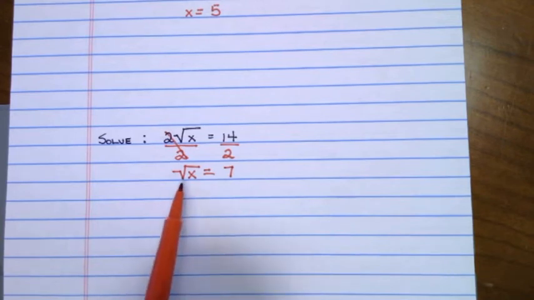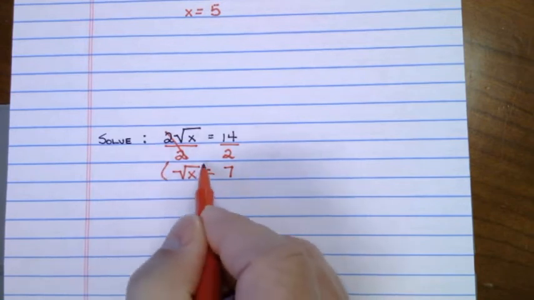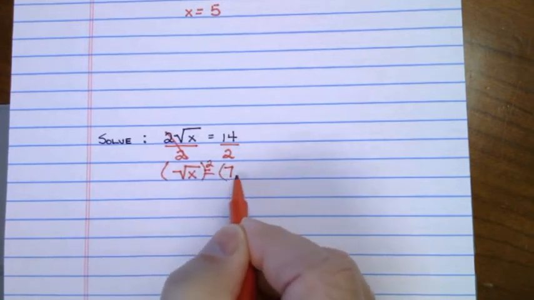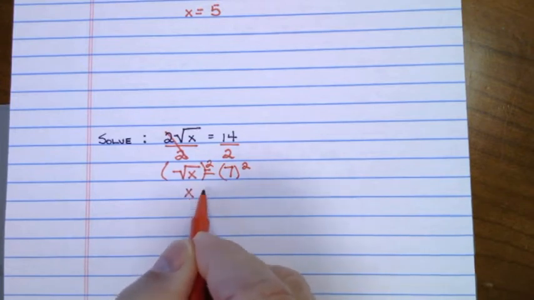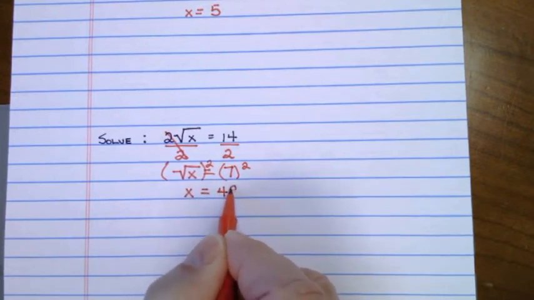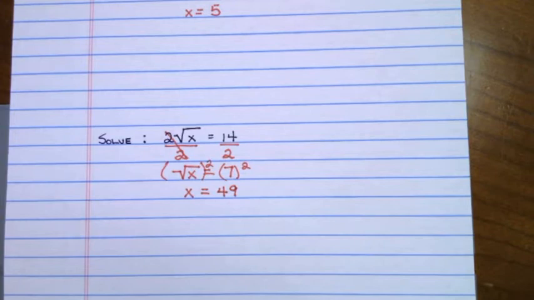I have now isolated the radical symbol. I'm now ready to square both sides. Square this side and square the other side. Seven times 7 is 49, and squaring this cancels out that radical symbol.